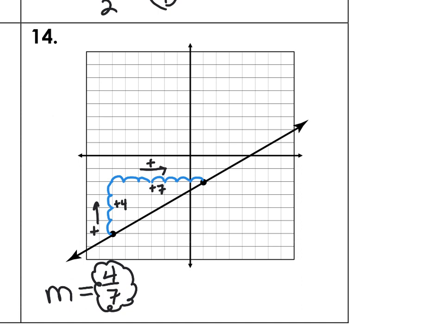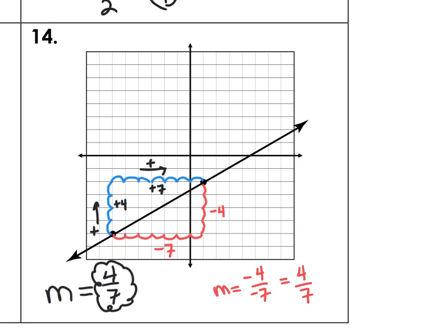Okay? Like I said, I'm just going to prove to you, it doesn't matter which point you start at. I can start at this point and go 1, 2, 3, 4 down, and 1, 2, 3, 4, 5, 6, 7 to the left. Remember, to the left is negative. So I'd get -4 over -7. But a negative divided by a negative is a positive, so it's the same thing. It's 4/7 still. You get the same thing either way you do it. So do not worry about which point to start at, as long as you're going up or down first and then left or right second.